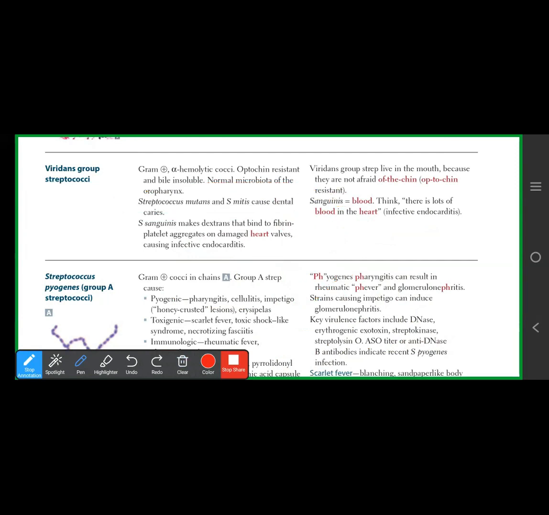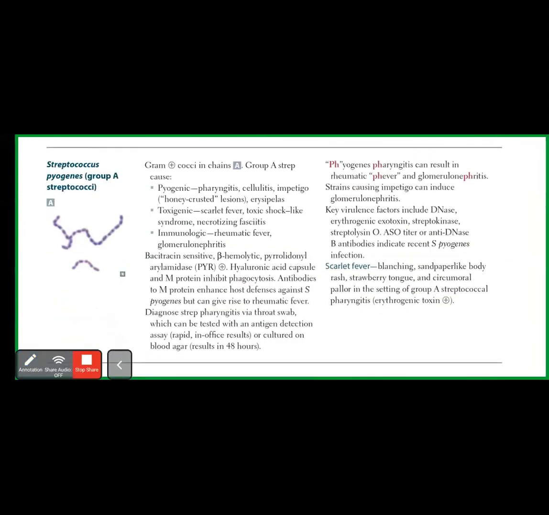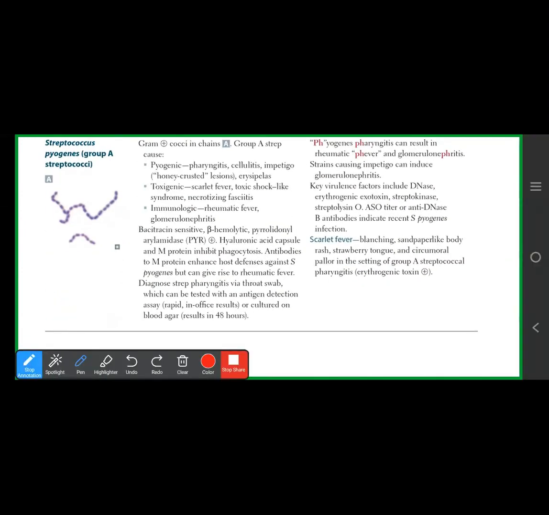So now coming to pyogenes. We saw a few concepts with respect to that. It's a gram-positive cocci in chains, and it's catalase negative, of course, and it's beta hemolytic. Okay, but it is going to be pyrrolidonyl arylamidase positive, that's called PYR positive. The full form of that they've given you here, you don't have to write. So it is your pyrrolidonyl arylamidase, which is going to be your PYR positive.